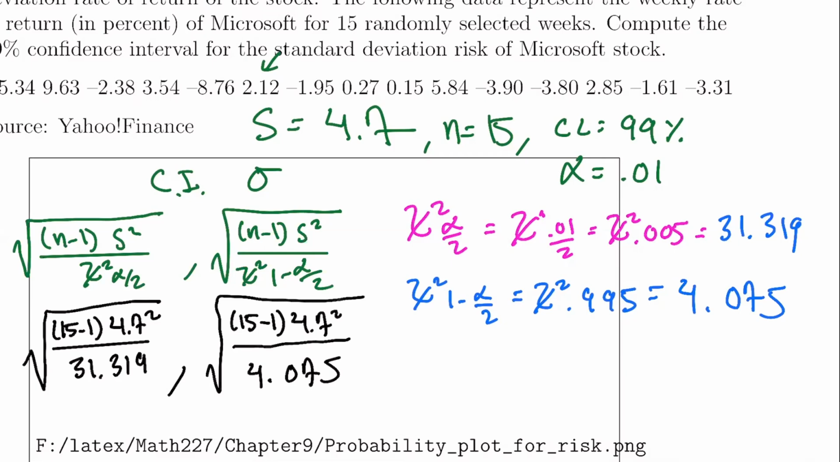So you go 14 times 4.7 squared divided by 31.319. So we get 3.1. There you go, and divided by 4.075, you get 8.7. And that's your confidence interval for the standard deviation. Any question for that last round?